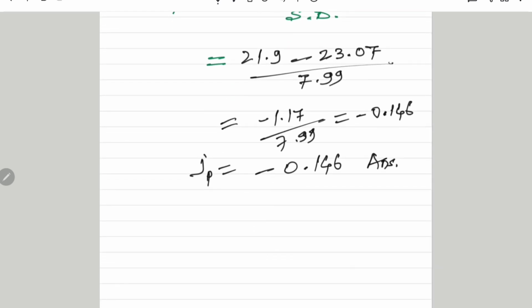And as I have discussed, its value lies between minus 3 to plus 3. Therefore, this value is in the range minus 3 to plus 3. Means whatever the value we have is the correct one.